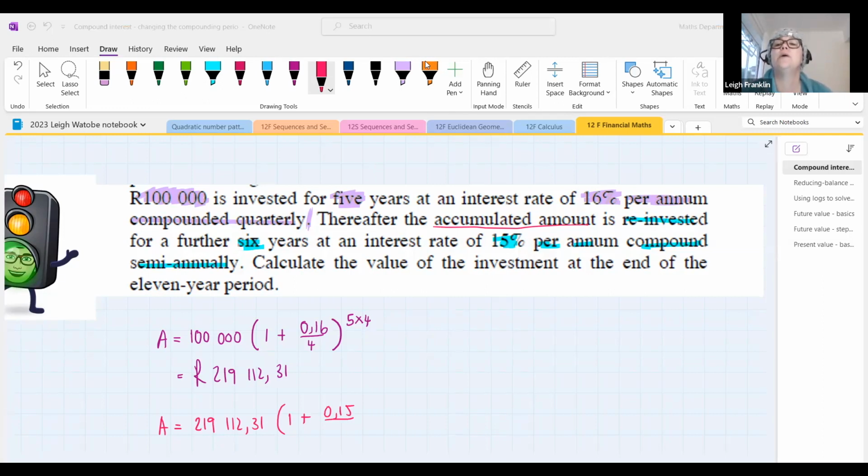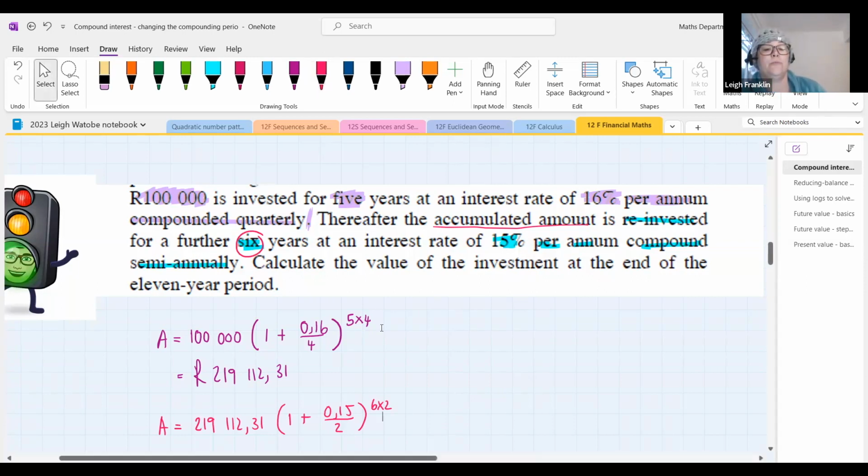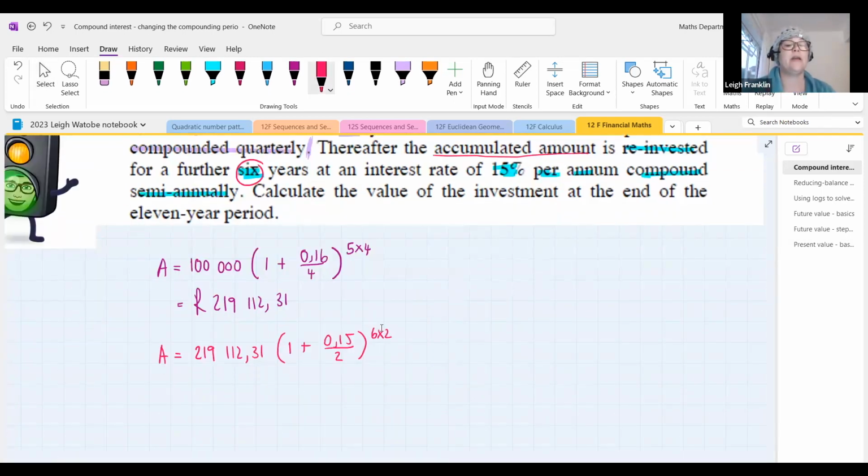I'm dividing by 2. Okay, so now I've got to remember, if I divide by 2, I've got to times n by 2 as well. So this money is going to be in here for 6 years, so this is going to be 6 times 2, like so. Okay, and then eventually I'm going to get to my answer.